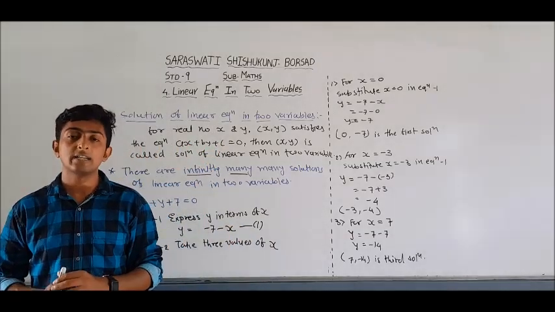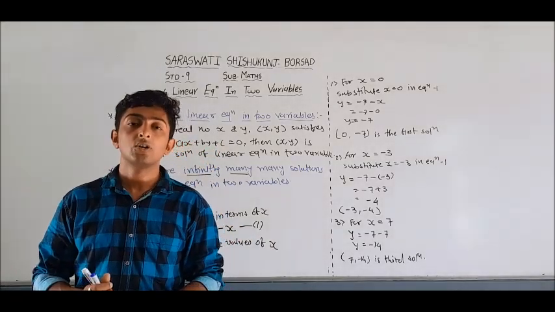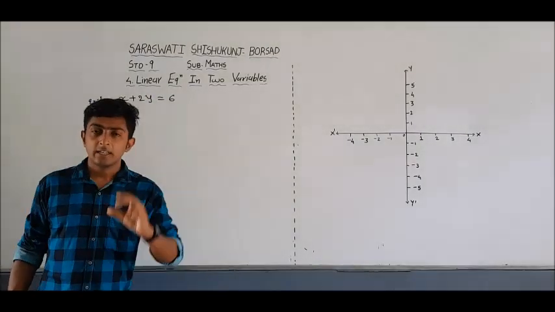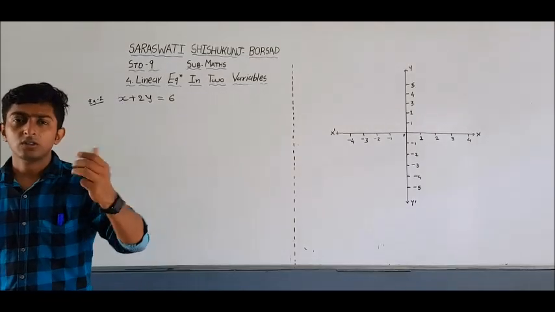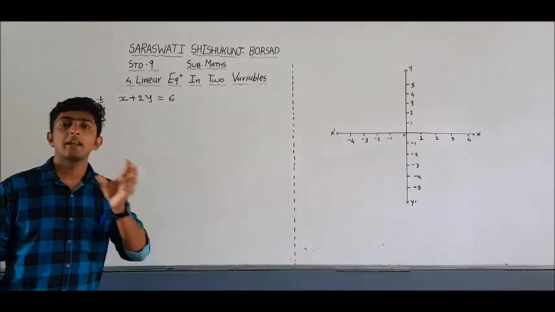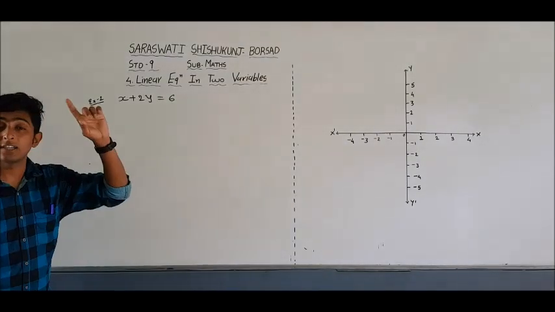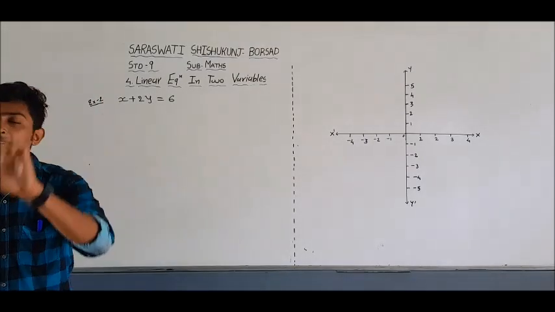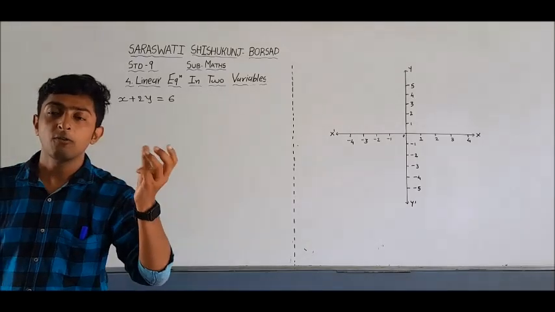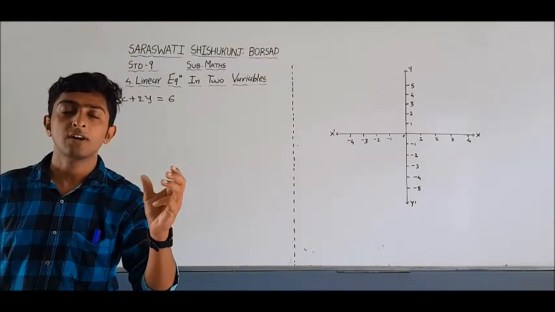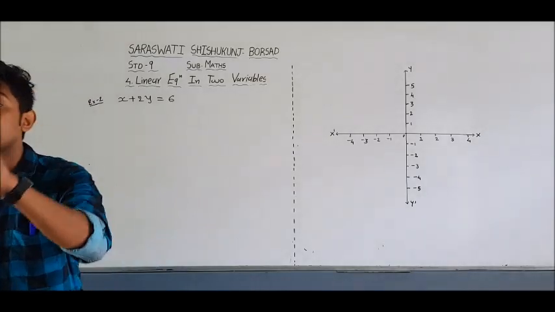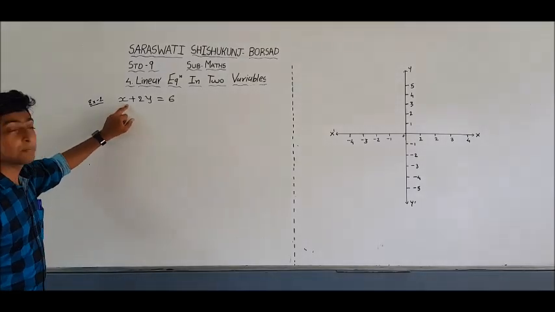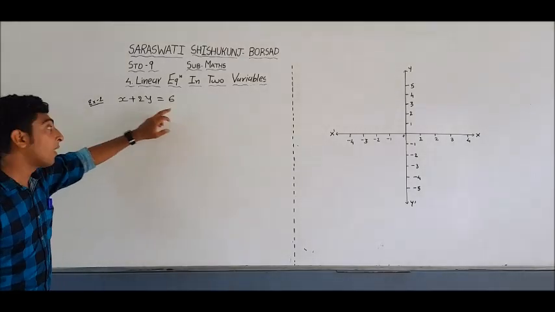Let us take another example of how to find solutions of a linear equation in two variables. Another example is x plus 2y equal to 6. In this example, we see how a short question will be asked in the test or exam. First step is to express y in x or x in y. Whenever one variable has coefficient 1, then this variable can be expressed in terms of the other variable. Here x has coefficient 1, so we can express x in terms of y.